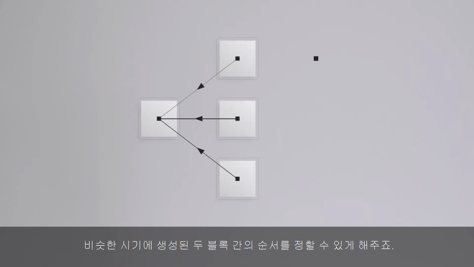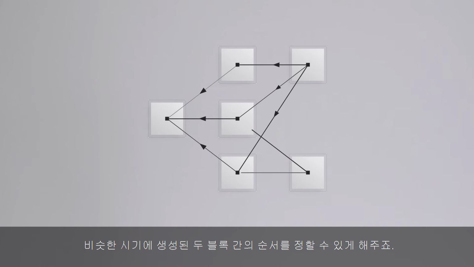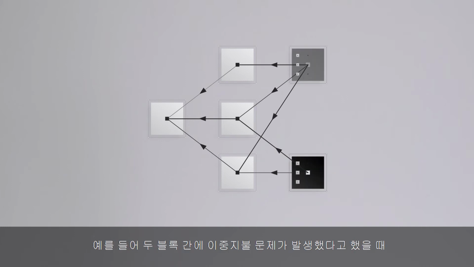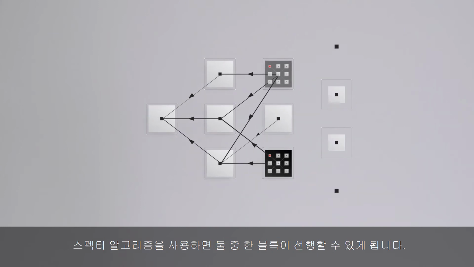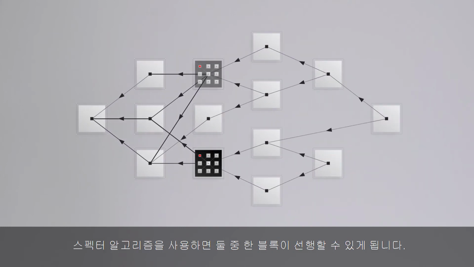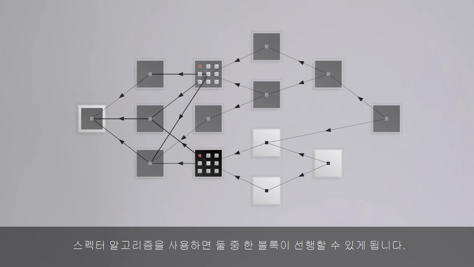SPECTRE, it's kind of like an ordering system. It allows you to put blocks in an order just between pairs of blocks. So if there is a problem between two blocks, say a double spend, when you run the SPECTRE algorithm, it allows you to give one block precedence over the other.